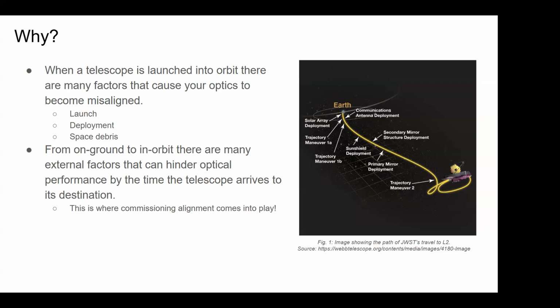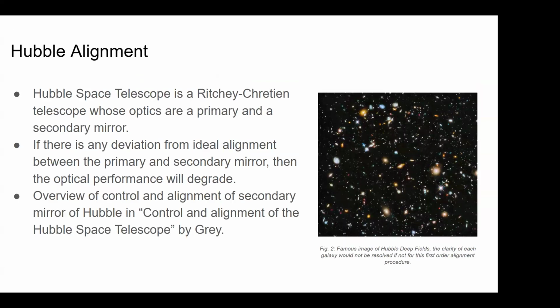First, I'm going to talk about Hubble's alignment. Hubble is a Ritchey-Chrétien telescope with about a 2 meter diameter primary mirror. It's a fairly simple telescope in its design, with a primary and a secondary mirror. The main misalignment you need to worry about is making sure that your secondary and primary are aligned relative to one another and to the optical axis. If there's any deviation from this ideal alignment, then the optical performance will degrade.